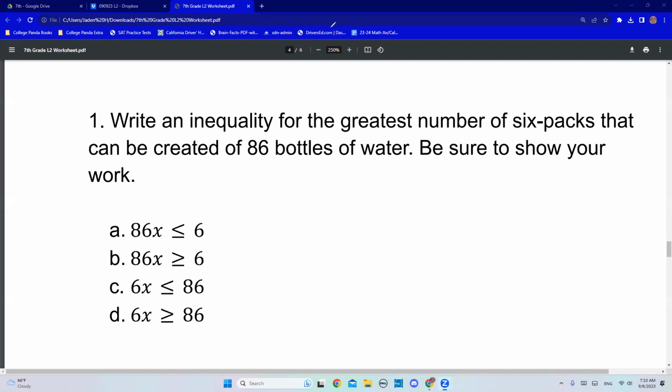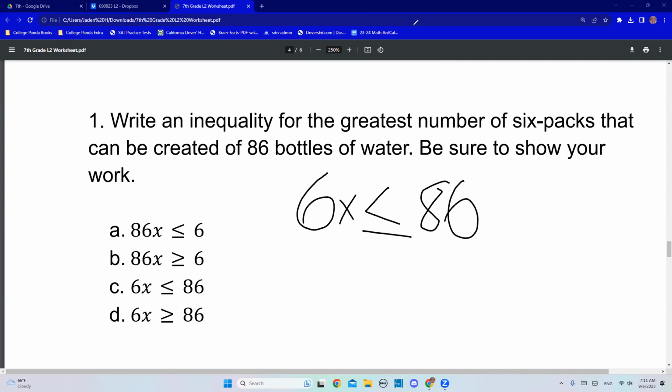All right. So let's say we had one pack. Then that would be 6 bottles of water. We don't want the total number of bottles of water to exceed 86, so we would use the sign less than or equal to. It has to be less than or equal to 86. So we have that part of the inequality down. If we have 1 pack of water, then it would be 6 bottles of water. If there are 2 packs of water, it'd be 12 bottles of water. So this one would be 6x, since we're multiplying the number of packs of water by 6. And that'll get you your final answer of C.